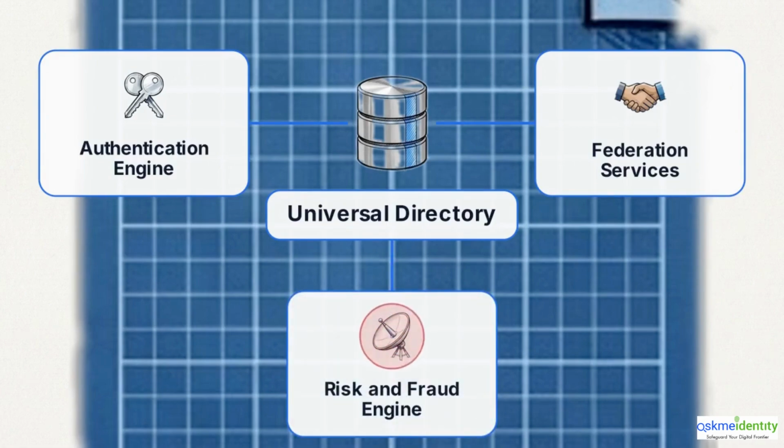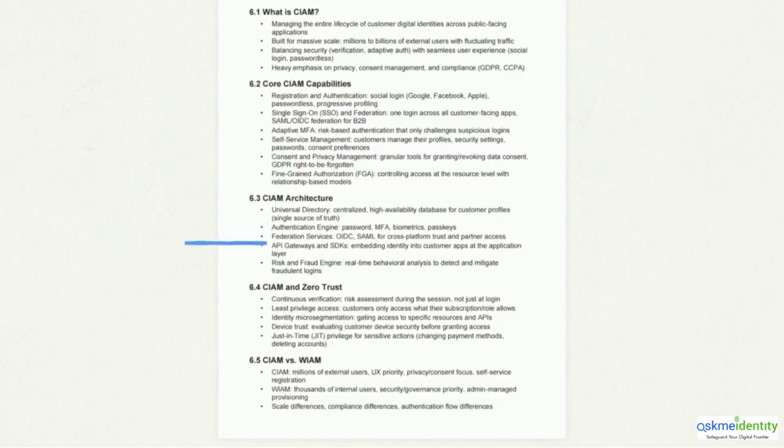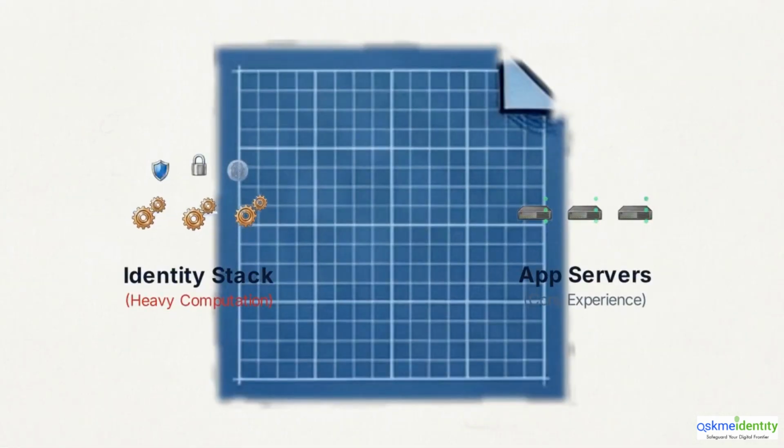Next, attach a risk and fraud engine. This performs real-time behavioral analysis to detect and block fraudulent sessions before access is granted. According to Section 6.3, API gateways and SDKs serve as the final bridge. These embed the identity stack into the actual customer application. This decoupled architecture ensures that heavy identity and security computations do not slow down your main application servers.